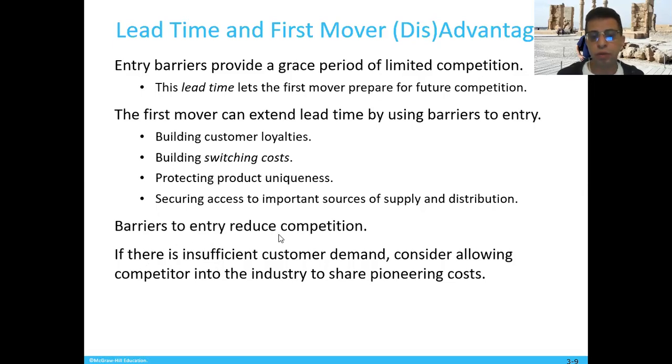Now, barrier to entry reduces the competition, as we said. If there is insufficient customer demand, consider allowing the competitor into the industry to share the pioneering costs. You might have your partners, or the competition walks in and pours in the knowledge and the information. Let them come in and start presenting and increasing the industry knowledge so they can share the cost. Instead of you carrying the startup cost, they will share the marketing, the advertising, and the information for the consultant with you.